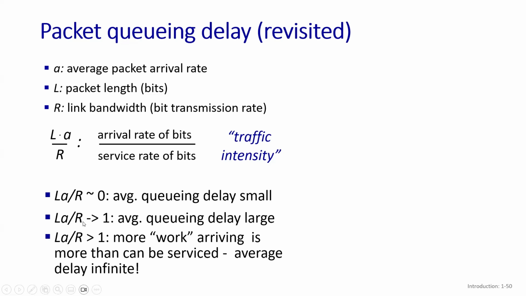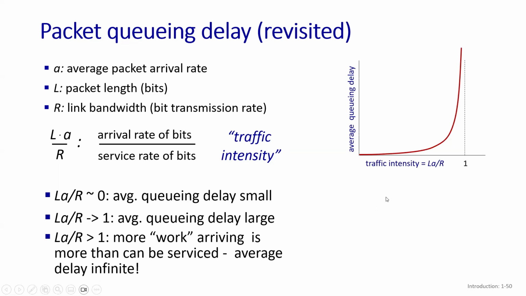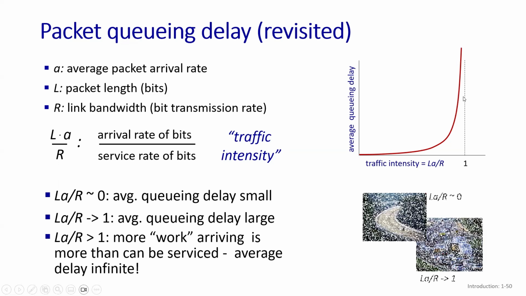So if L into A by R is approaching 1, the queuing delay will be larger. But if it exceeds 1, it means that more and more packets are arriving, but they're not being serviced at the same rate. It will lead us to a situation where we will have an infinite delay.